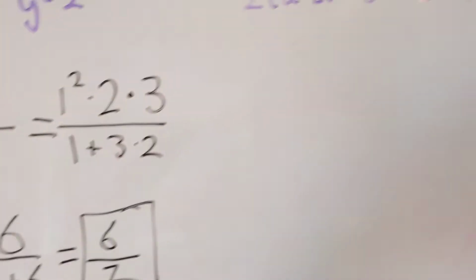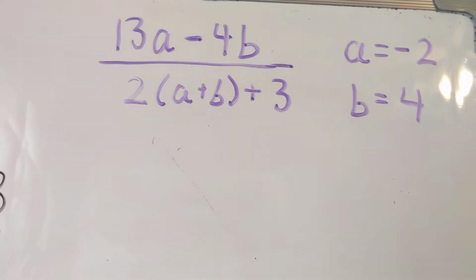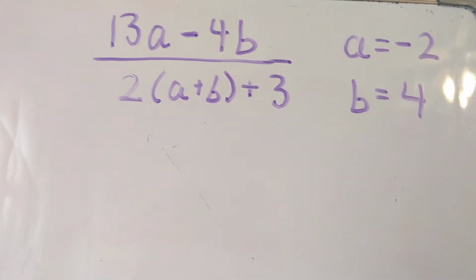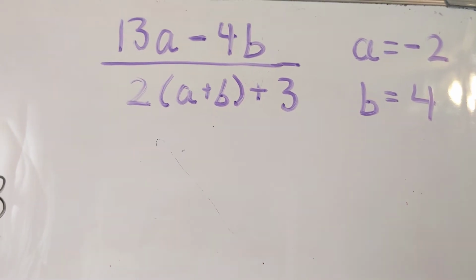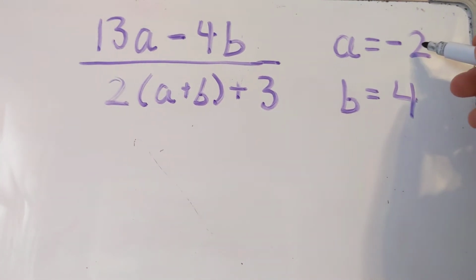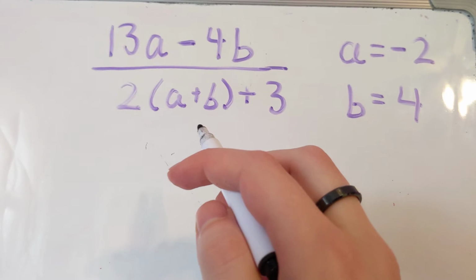All right, let's do another example. Here we have 13a minus 4b divided by 2 times a plus b plus 3. And we have a is negative 2 and b is 4. Just like before, we're going to start by substituting in our values for a and b into the expression that we're going to simplify.